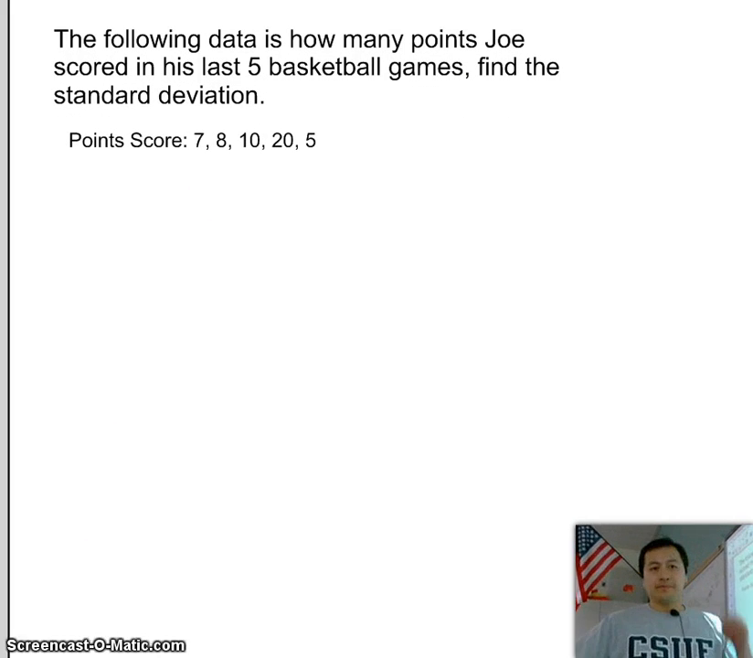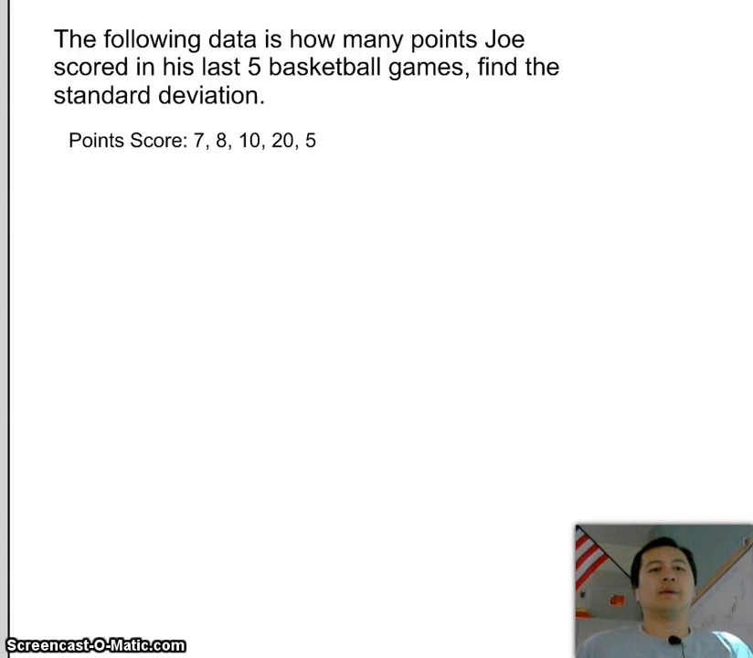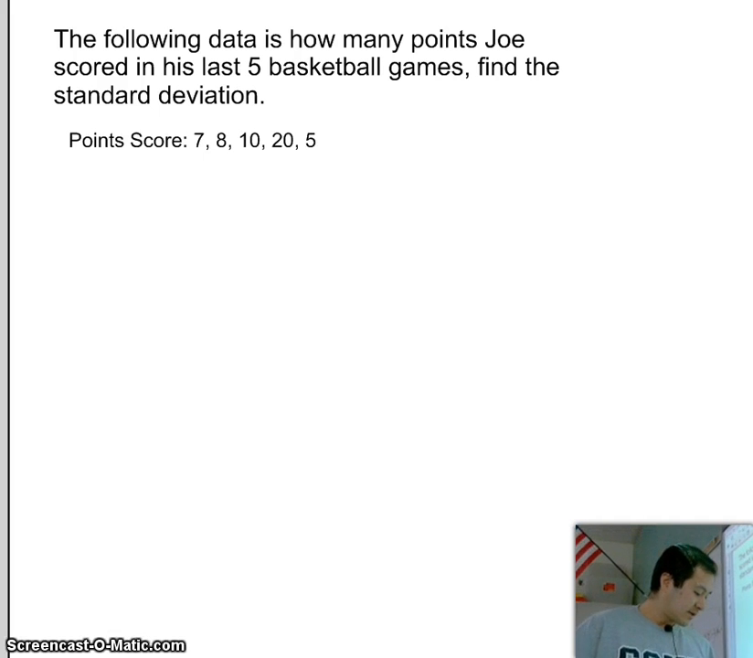Alright, sorry about that. So the next problem. The following data is how many points Joe scored in the last 5 basketball games. Find the standard deviation. So let's find the standard deviation of this problem.